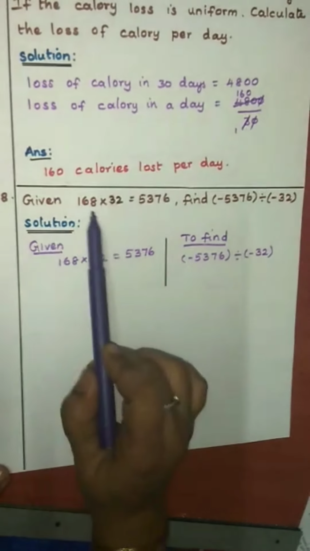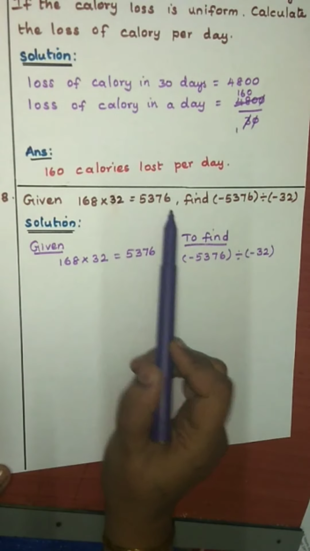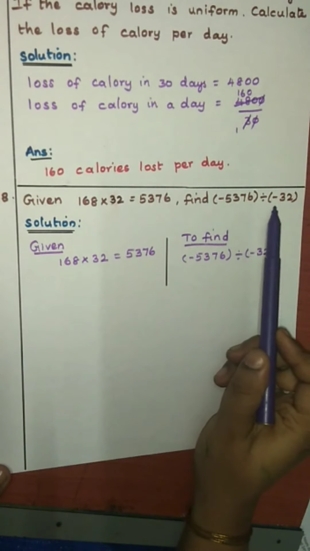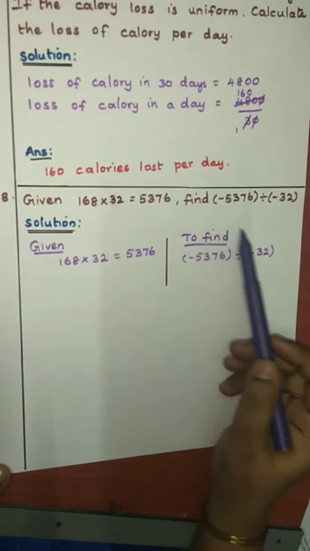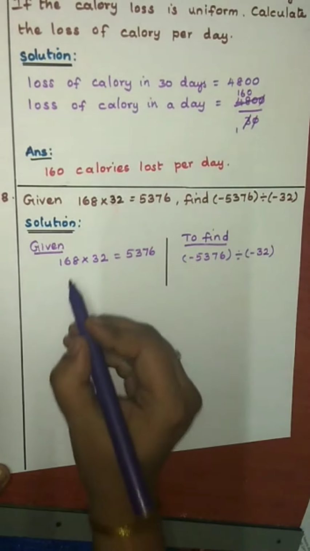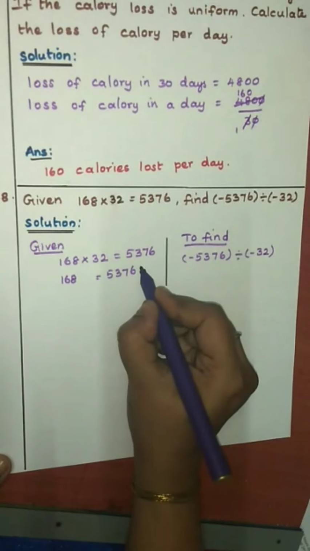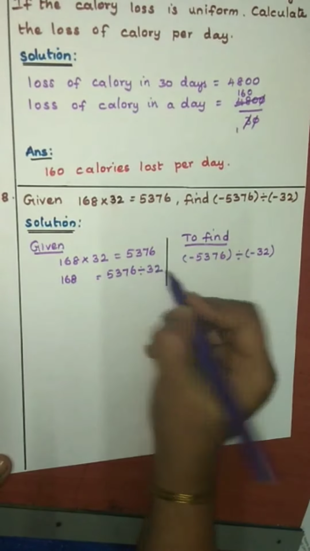Eighth problem, given 168 into 32 is equal to 5376. Find minus 5376 divided by minus 32. So what is given, you write left side, and what we are asked to find, you write it right side. So from given you leave this 168 this side and take this 32 to the other side. So since it is multiplied, when it comes to the other side, we have to divide. So take this as 1.